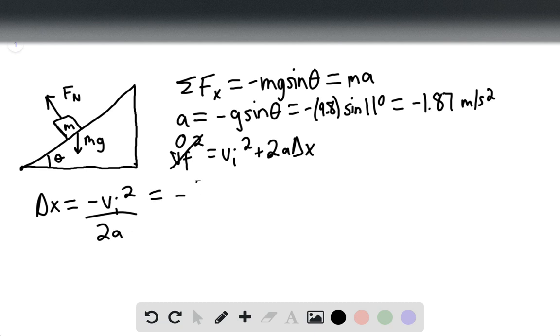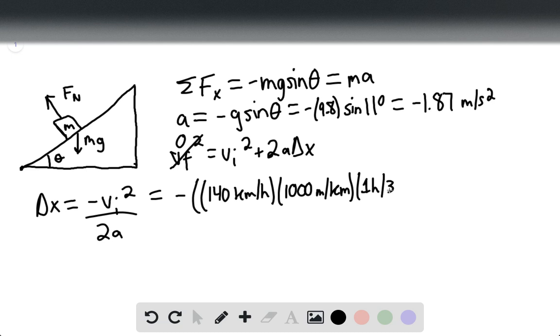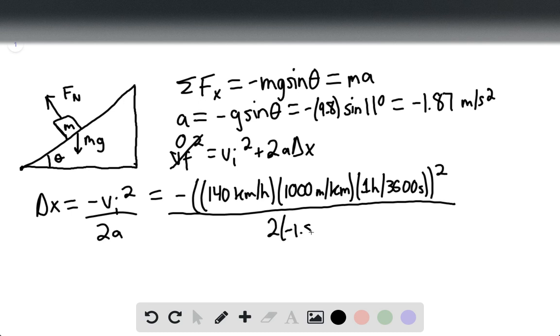This will equal negative, and then we have 140 kilometers per hour times 1,000 meters per kilometer, and then times 1 hour for every 3,600 seconds. And this is going to be squared, divided by 2 times negative 1.87, and we're getting a distance of 404.37. The question says this is the final answer.